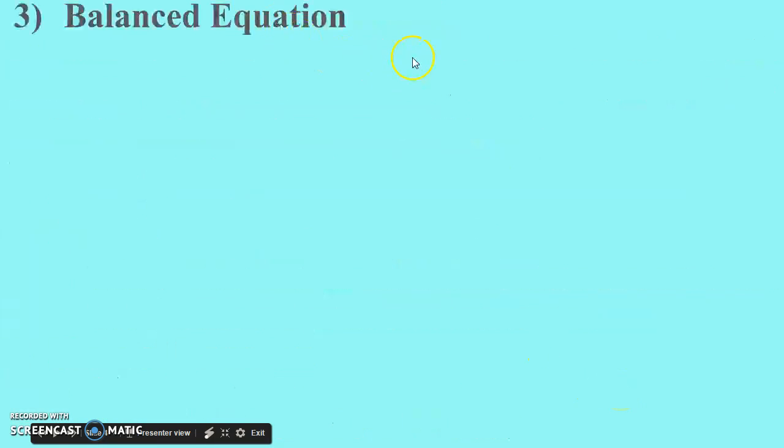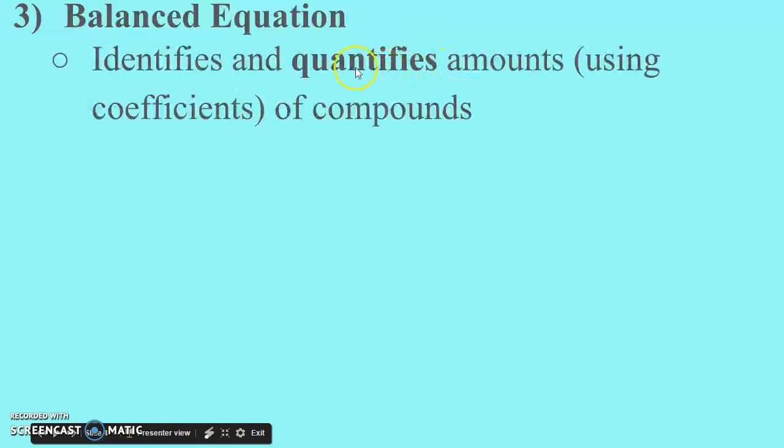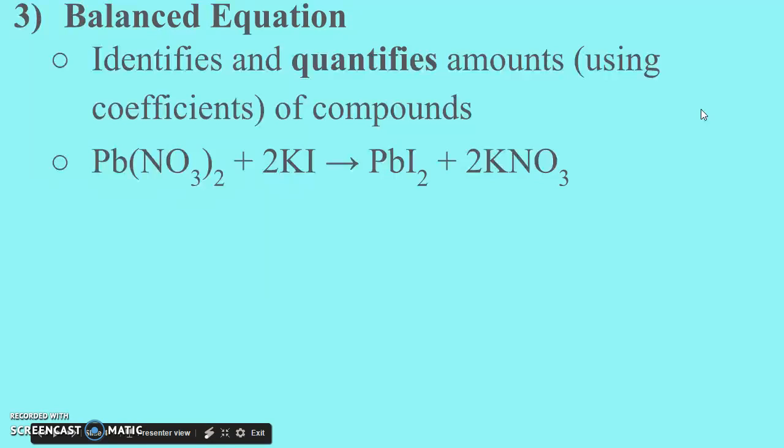So I'm just writing this out using the chemical formulas. Next type of equation is a balanced equation. This is the one that we will work with the most. It identifies and quantifies the amounts, so you put coefficients in front of things. Objective number 3 is all about balancing chemical equations. So this is the same chemical equation as before, except now I've balanced it to make sure that I have the same number of atoms of each element on both sides.